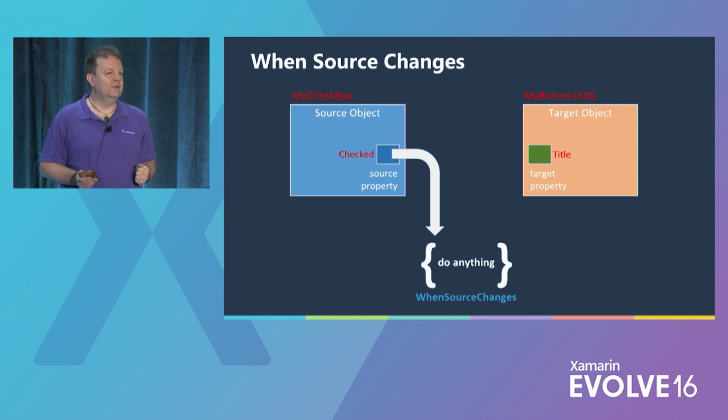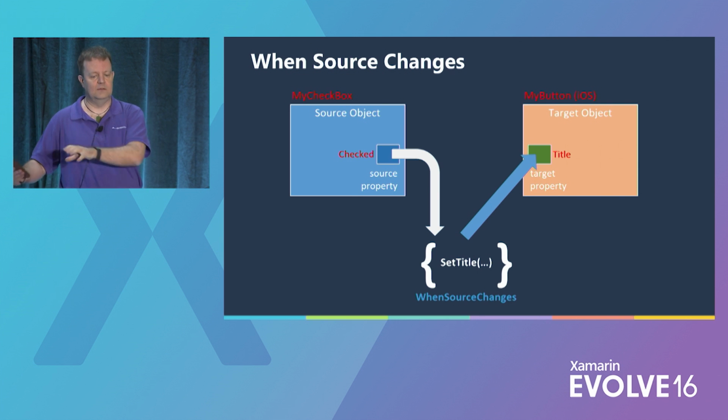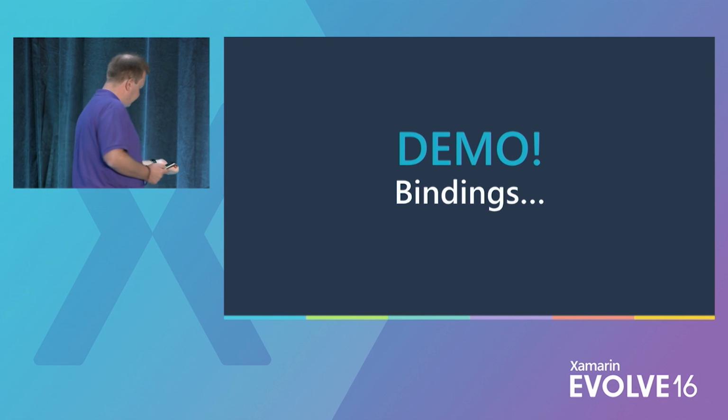Now, that can be convenient, for example, if you want to set two properties whenever the source property changes. You have two target properties, these kind of things. And so in that case, I'm going to call setTitle on the button, and the goal is achieved. So let's see a few demos.